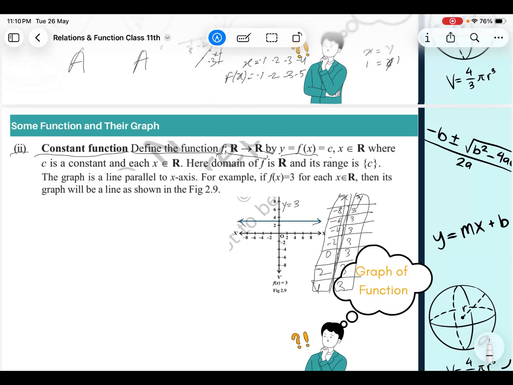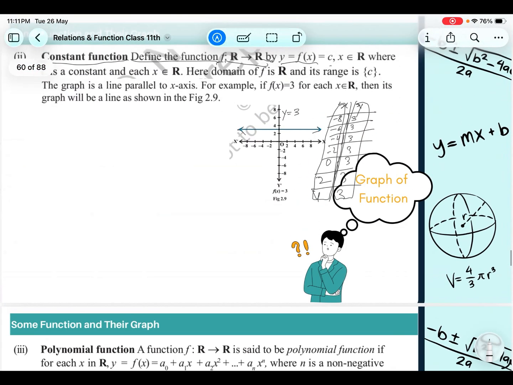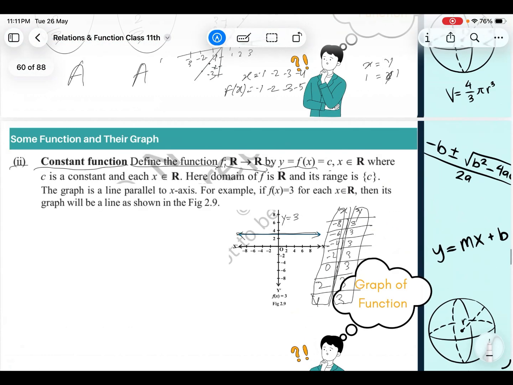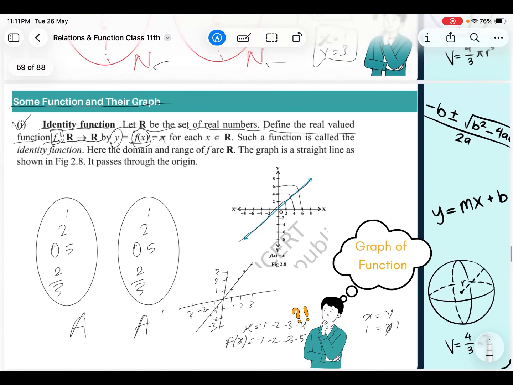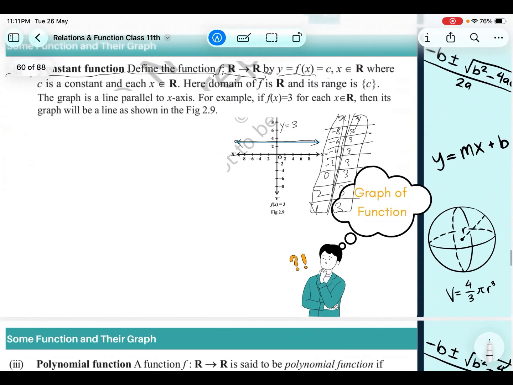Whenever we have f(x) equal to something fixed, not variable, then this is called a constant function. And for the constant function, the graph will be formed parallel to the x-axis. So this line is parallel to the x-axis, right? In the identity function, the graph was a straight line crossing through, but in the constant function, we have a line parallel to the x-axis.